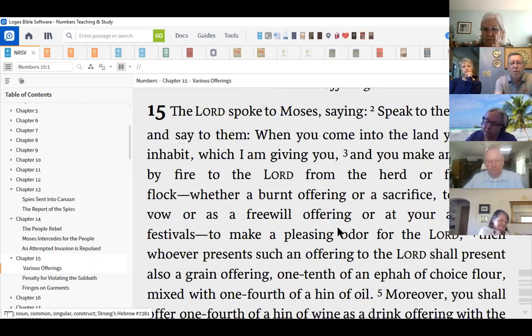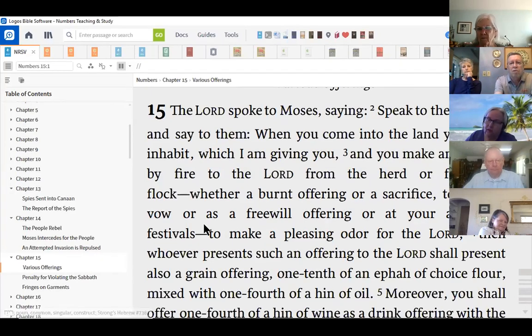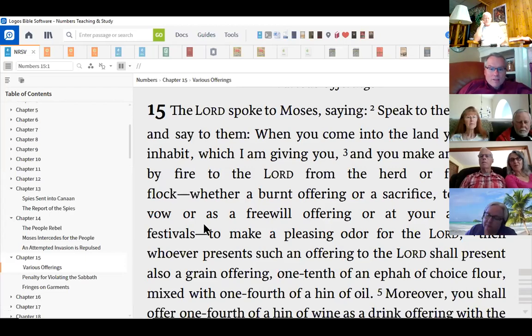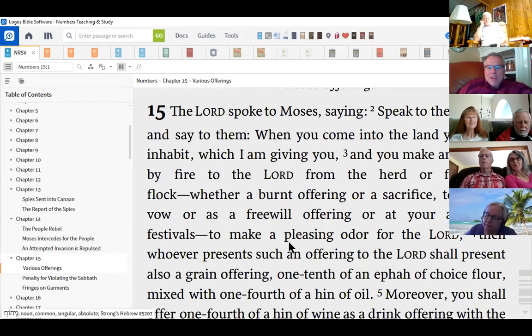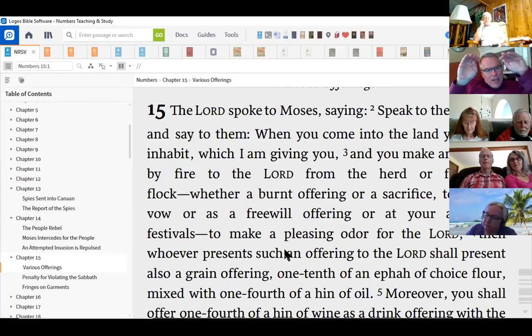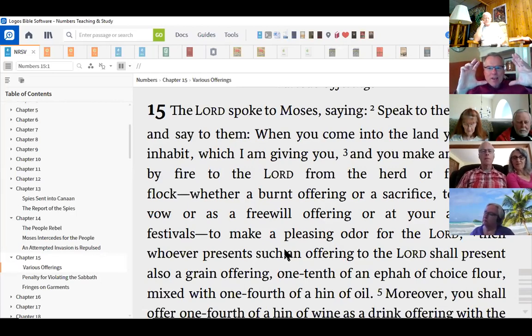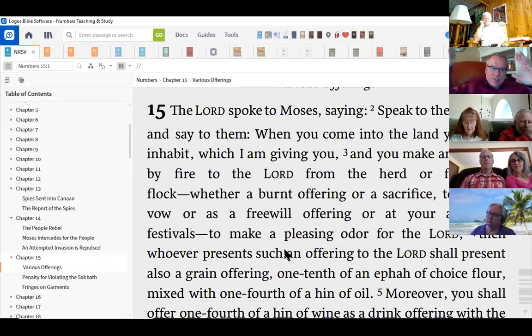What are they eating right now? They're eating manna. They're eating quail. So they don't have any of this stuff. So this really is looking ahead. This chapter, which just seems to almost not make sense where it is, all of a sudden casts our attention to the future. And that's kind of interesting.